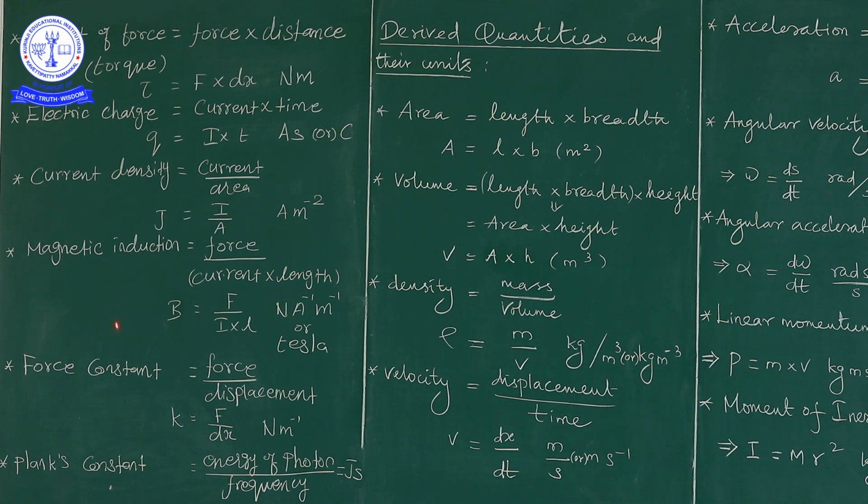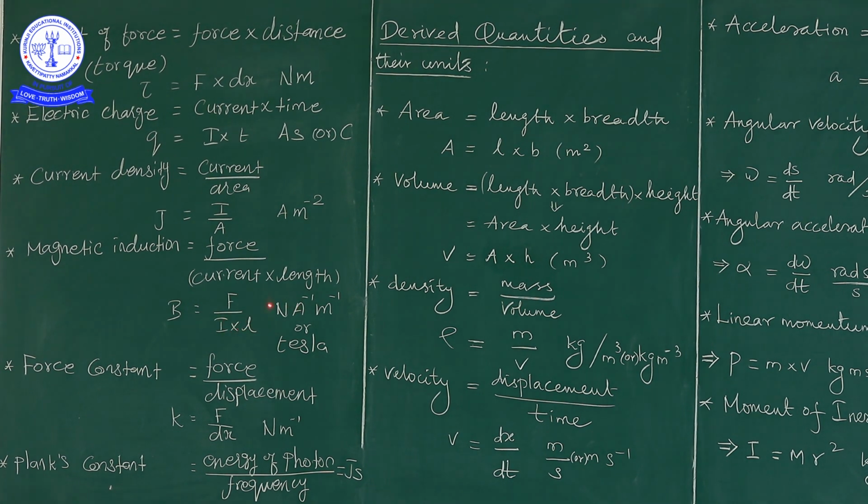Next is the magnetic induction. It is in the concept of magnetism as well as electromagnetic induction in +2 physics. We will see later. The magnetic induction is equal to the ratio of force divided by current into length. Force is the numerator, current into length is the denominator. Magnetic induction is denoted by the capital letter B. Force we already know as F, current is I, length is L. So F divided by IL is the expression for magnetic induction.